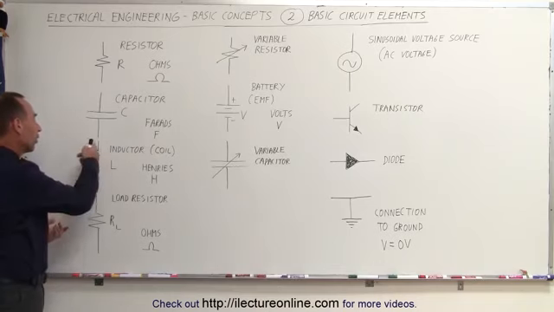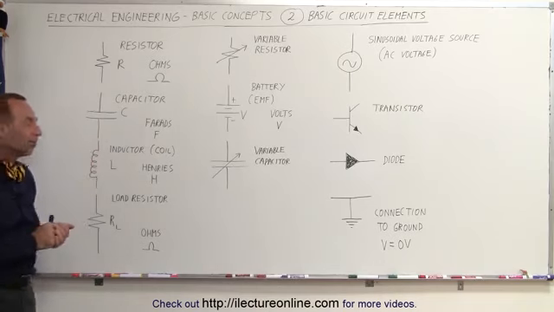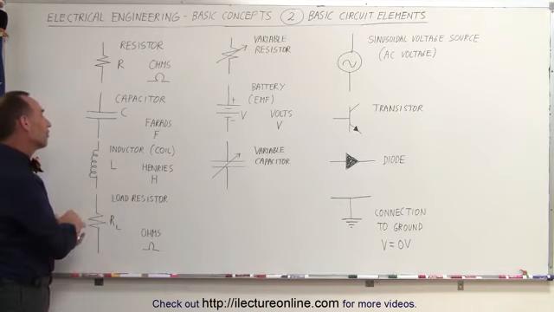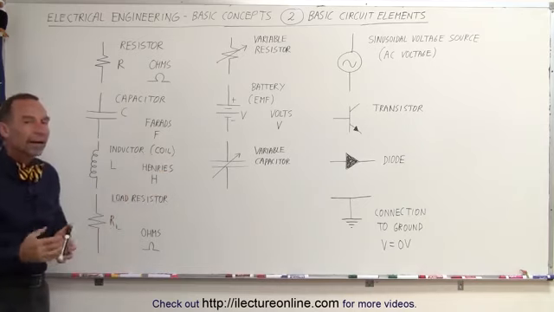Inductors or coils are drawn like little springs like that on the side. L stands for inductance, and the unit we have for inductance is henries. We use the letter H for henries.